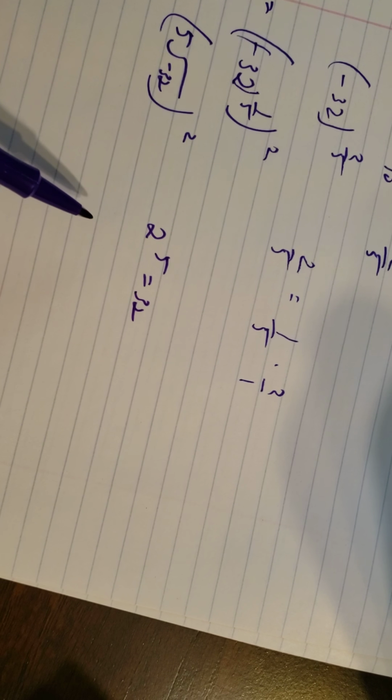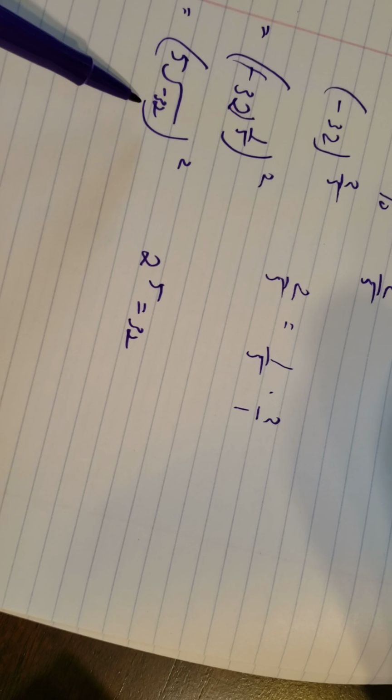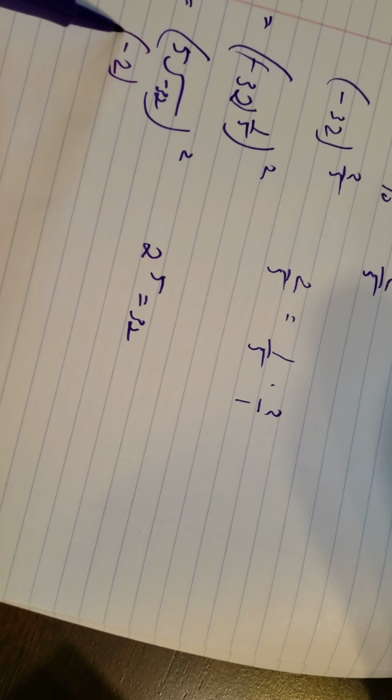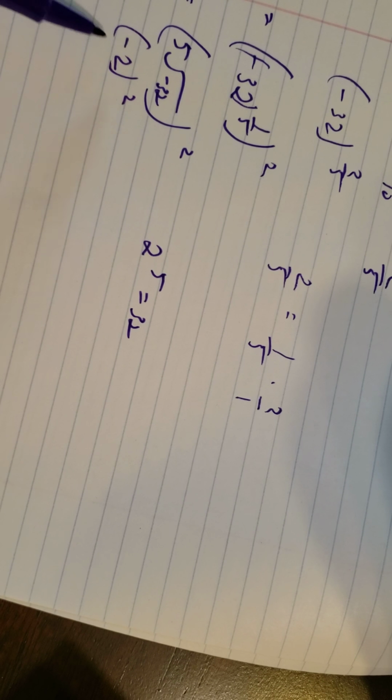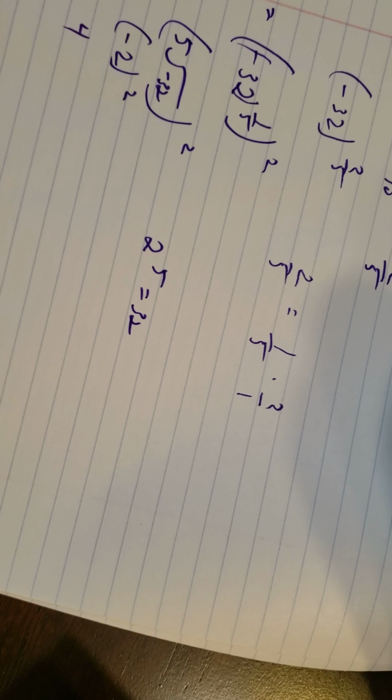So that tells me that the 5th root of 32 would be 2. So the 5th root of negative 32 would be negative 2. And I'm going to square it. Well, negative 2 squared is negative 2 times negative 2, which is a positive 4.